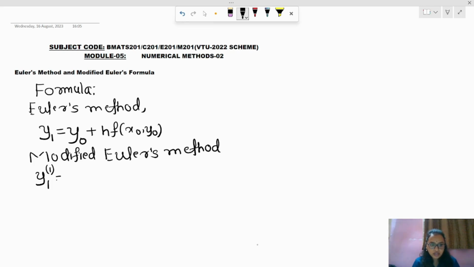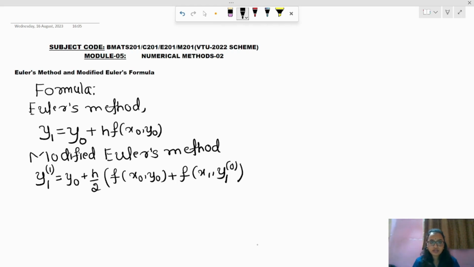So y1 at its first approximation is given by y0 plus h divided by 2 multiplied by f of x0 comma y0 plus f of x1 comma y1, and this y1 we will be using is the one which we got from the Euler's method. So this is the formula of Euler's and modified Euler's method.